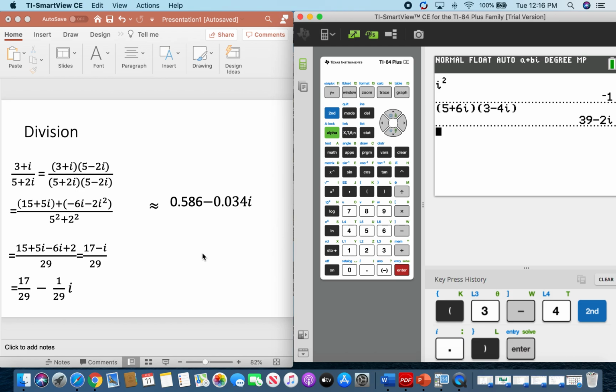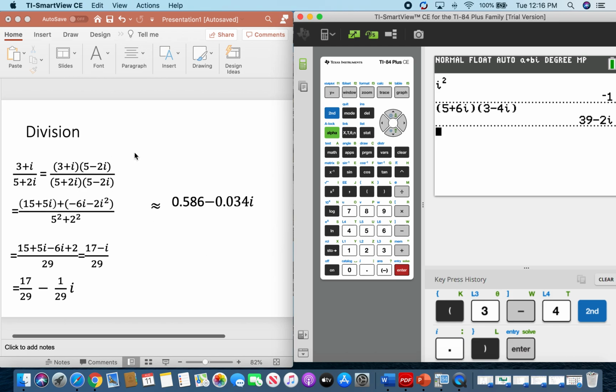This is also an opportune time for us to review division, because I know it's a little tough without using your calculator. So we have learned that when you divide 3 plus i by 5 plus 2i, we have to multiply the numerator and denominator by the conjugate of our denominator, which is 5 minus 2i. So therefore, when you use the distributive property as was discussed in the previous example, you will have 15 plus 5i plus negative 6i minus 2i squared when you distribute this one.